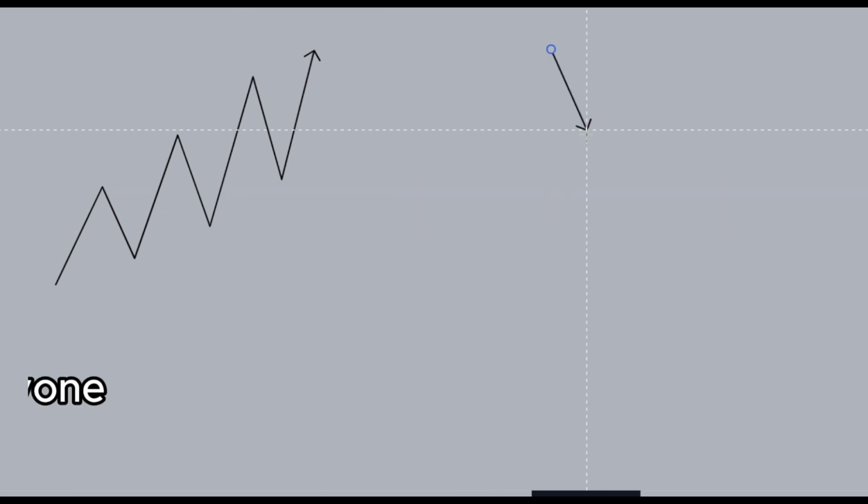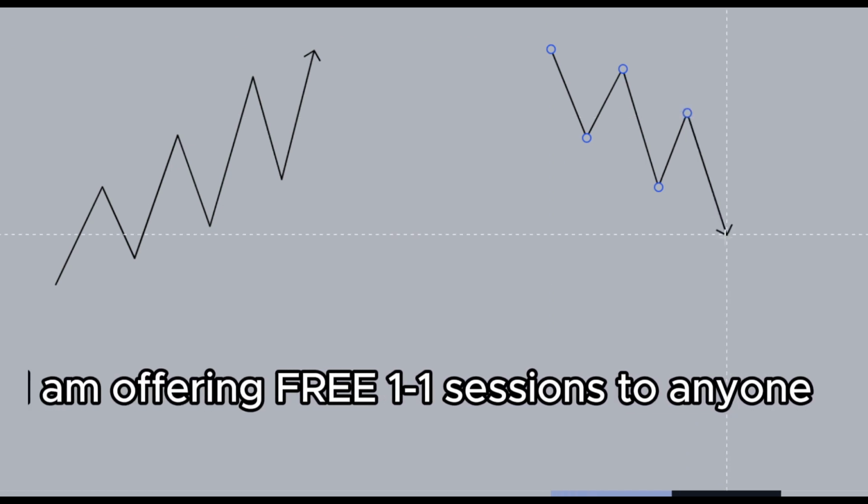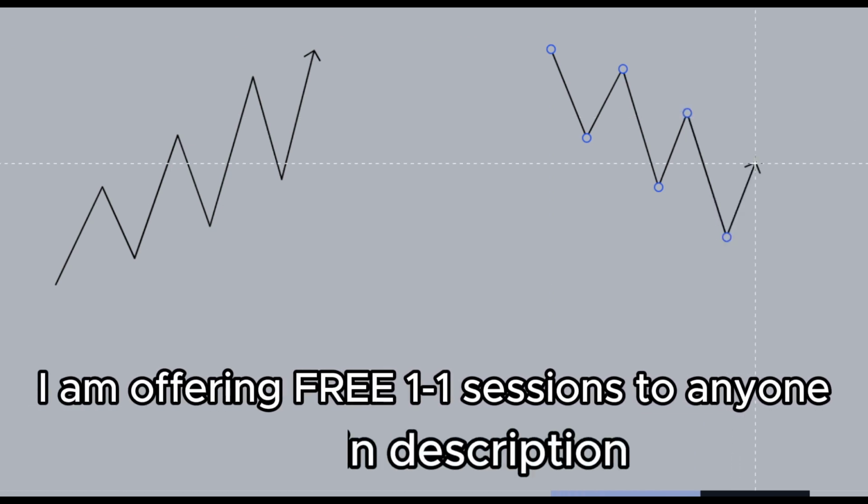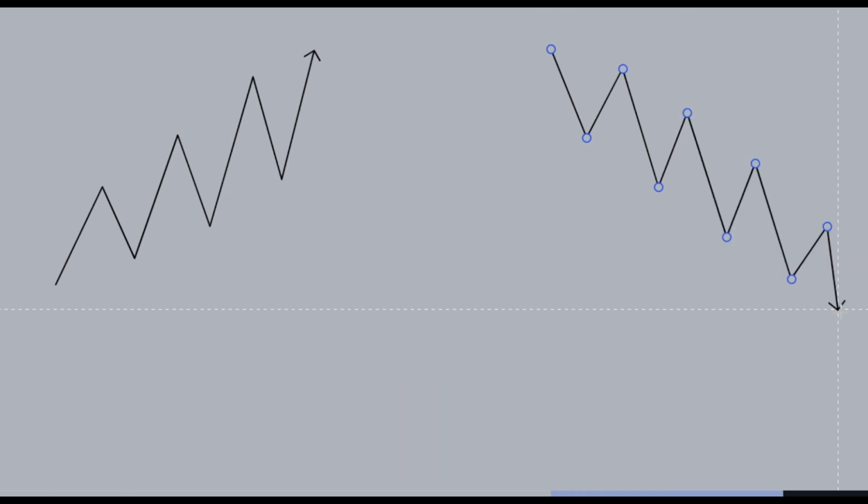So just quickly before we go to the actual market itself, structure, of course, has two forms. We have bullish structure, which is on the left of your screen. So we have new highs and higher lows, new highs and higher lows, and new highs. So this is bullish structure. And of course we have bearish structure. We have new lows and lower highs, new lows and lower highs, and new lows and lower highs. So it's the same concept, just flipped on its head.